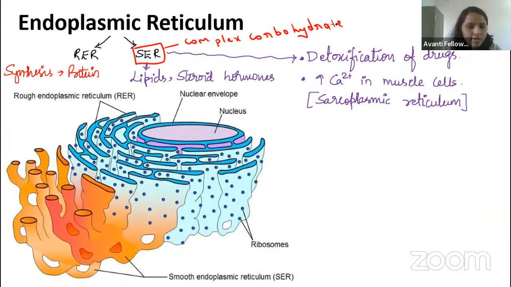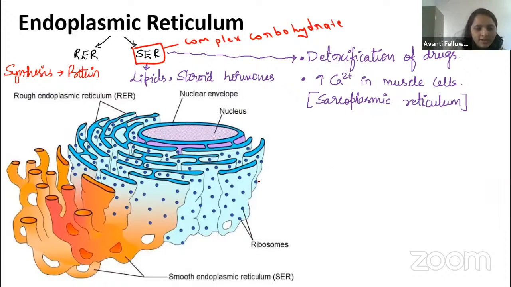Can you tell me, guys, which are the steroidal hormones? In chemical coordination, you have studied about that. Estrogen, progesterone, right, guys? In human physiology, you have studied about this, right? Progesterone and estrogen, right? Testosterone. Yes, guys. So the smooth endoplasmic reticulum is helpful in the synthesis of steroidal hormones also.